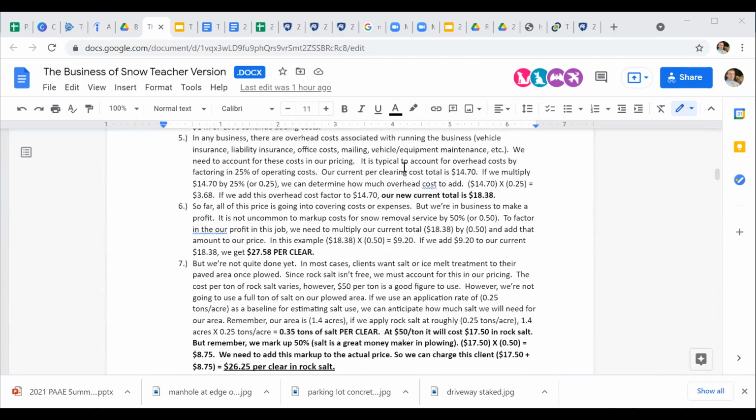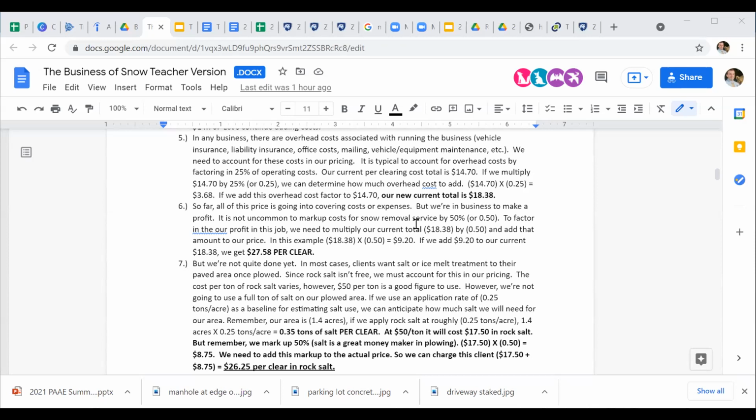So if we take the amount that we're at so far and multiply it by 0.25, or 25%, we're going to add 25% operating costs into that. Our new running total is $18.38 to clear that 60,000 square foot space. Okay. Next, number 6, we want to factor in our profit.